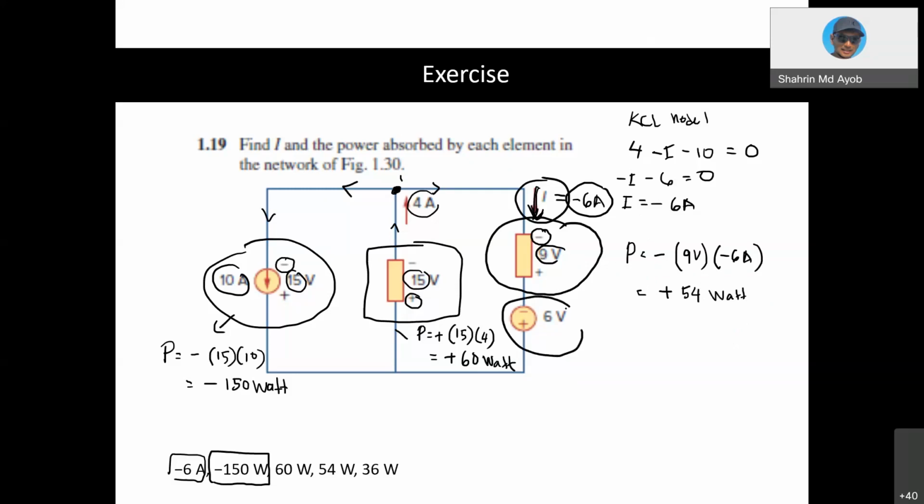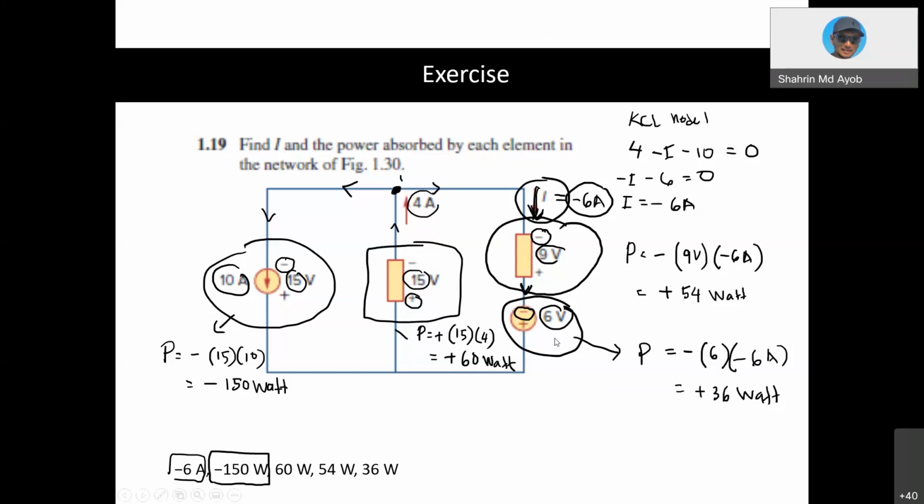And this element, because it is in series with the 6 volt, the same current will flow inside the 6 volt. The current is entering the negative terminal, so negative. The voltage value is 6 volts, and the current value is negative 6 ampere. So negative, negative, meaning that 36 watt.